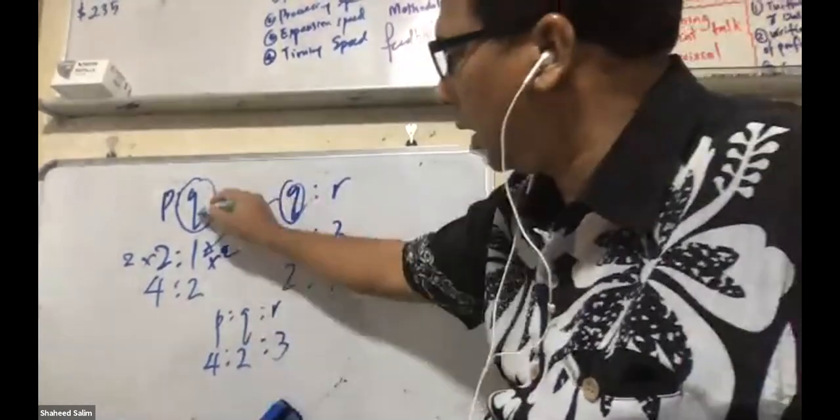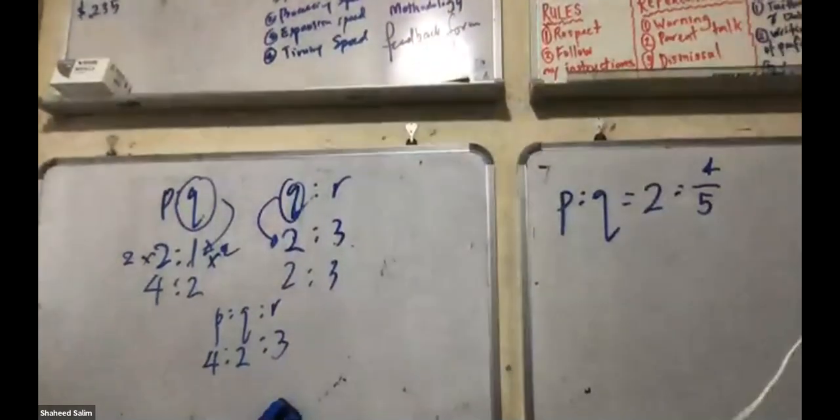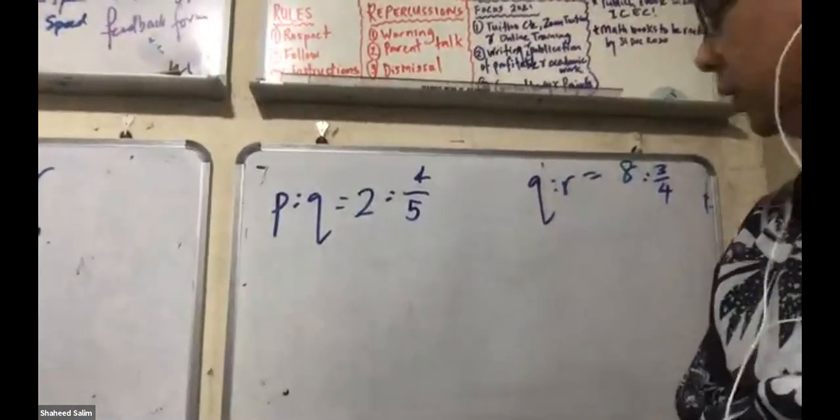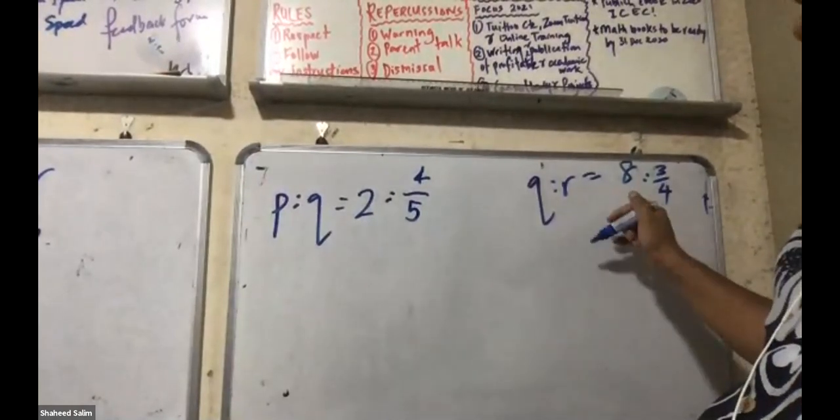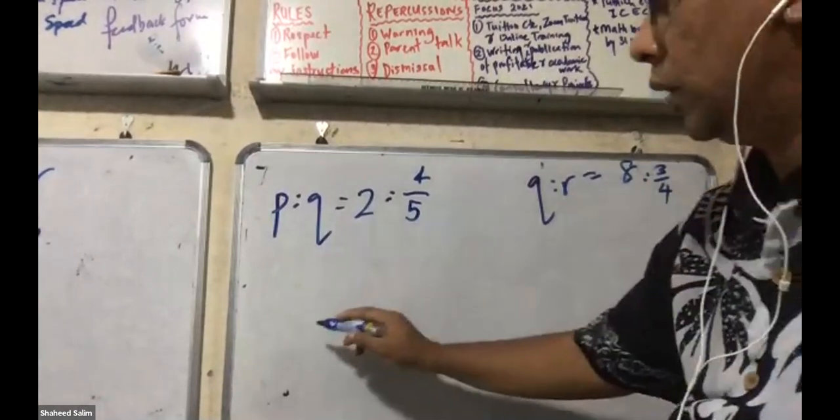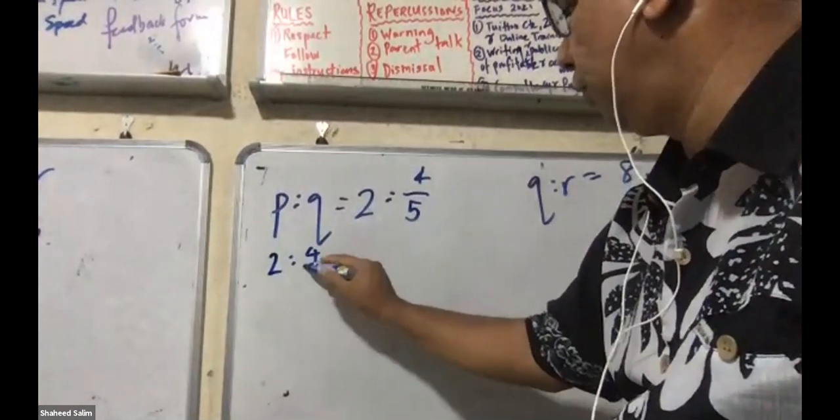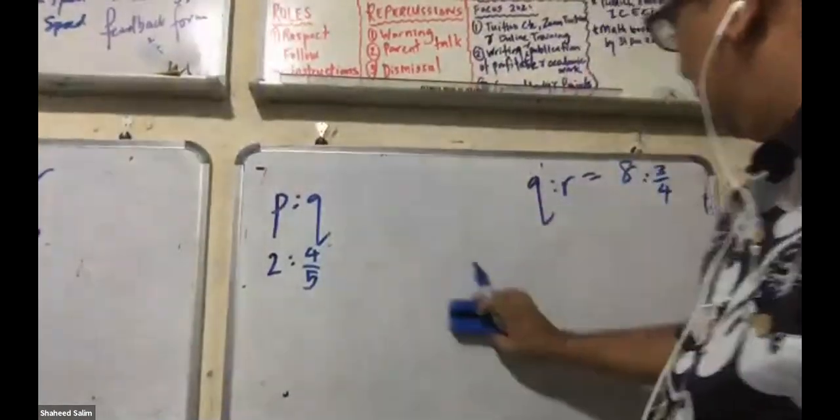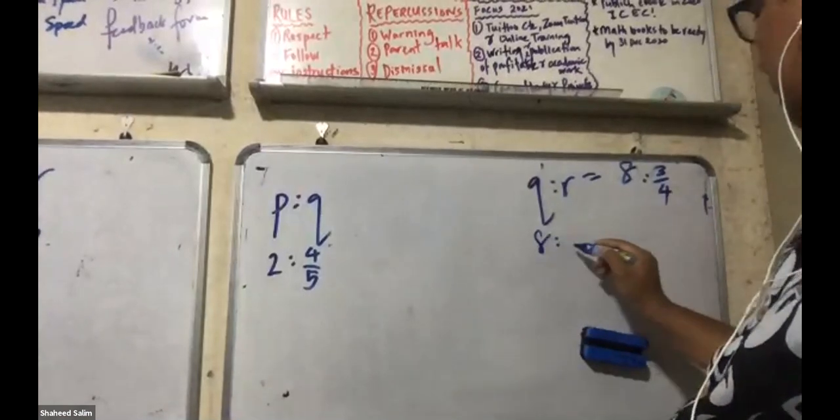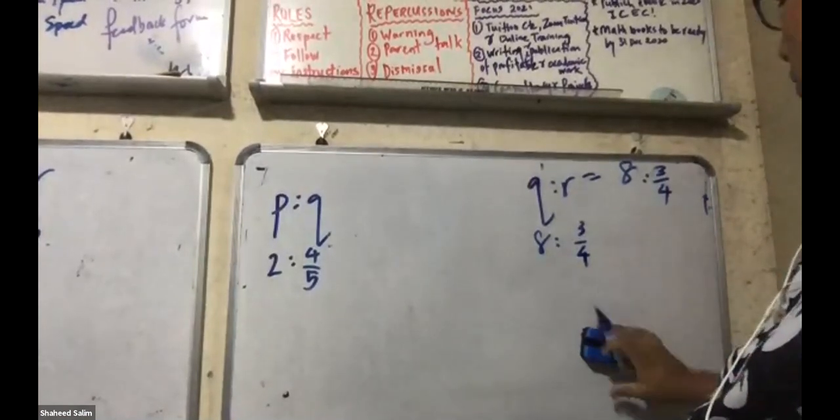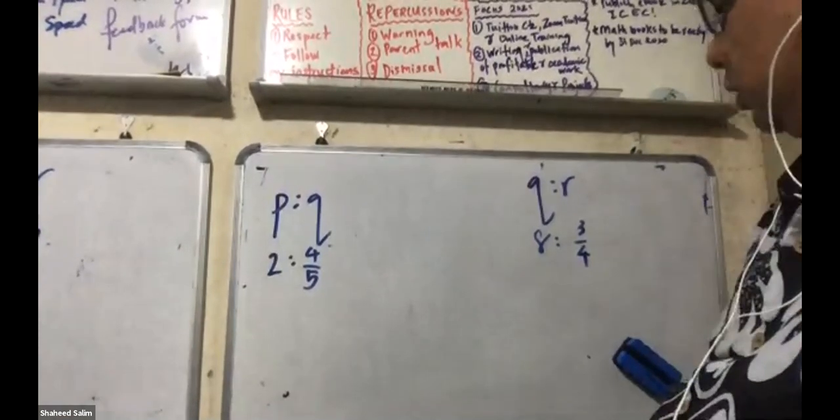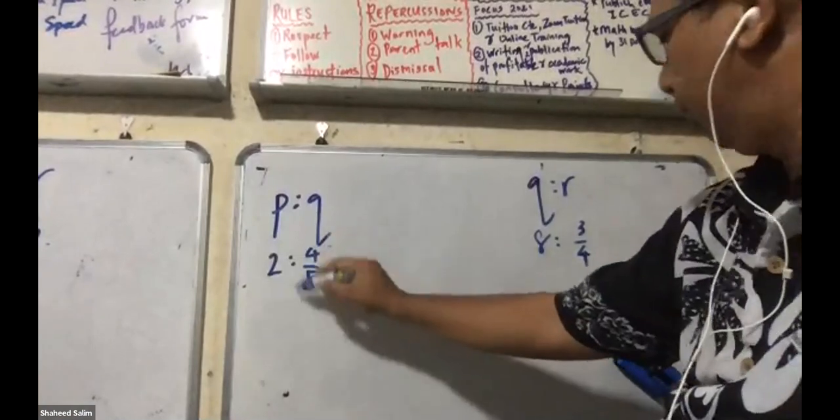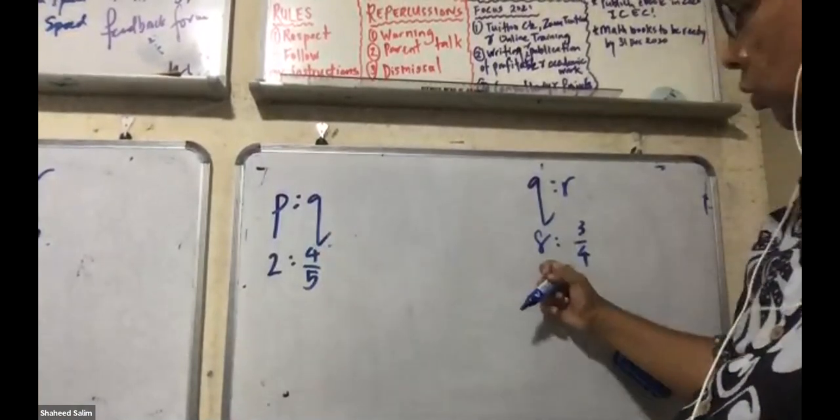So down here, you make the Q the same. Let us see now. The Q down here for this one is not the same, right? One is 8. Okay, I'll write it below. 2 is to 4/5, right? That's what it is here. And then Q is to R, 8 is to 3/4. So now you need to make this 4/5 into 8.